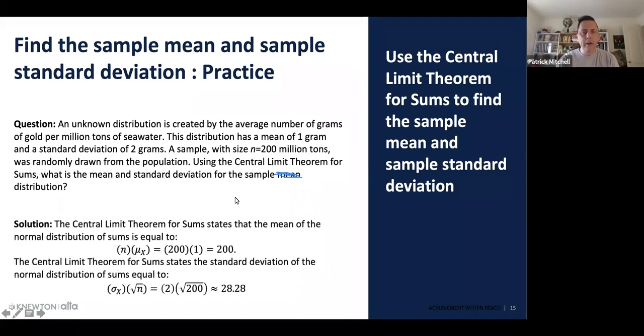All right, so again, for the new mean, you do n times the original mean. 200 times 1 is 200. And the new standard deviation is going to be sigma times the square root of n, which is 2 times the square root of 200. That's about 28.28.